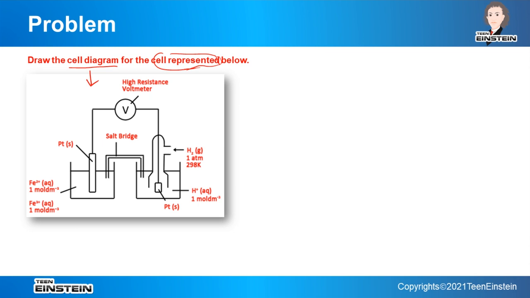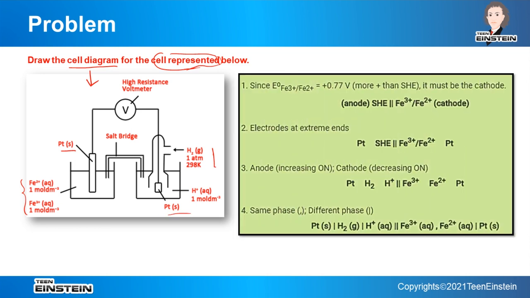So what we have here is an Fe2+ system and an Fe3+ system. This is a redox electrode type, that means the same species in different oxidation states, with platinum, the inert electrode. On the right-hand side we have hydrogen, under standard conditions, and here also platinum is the electrode. So how will we write it?